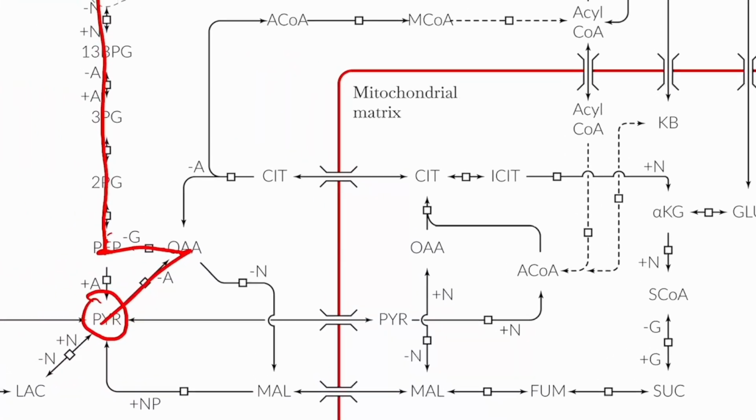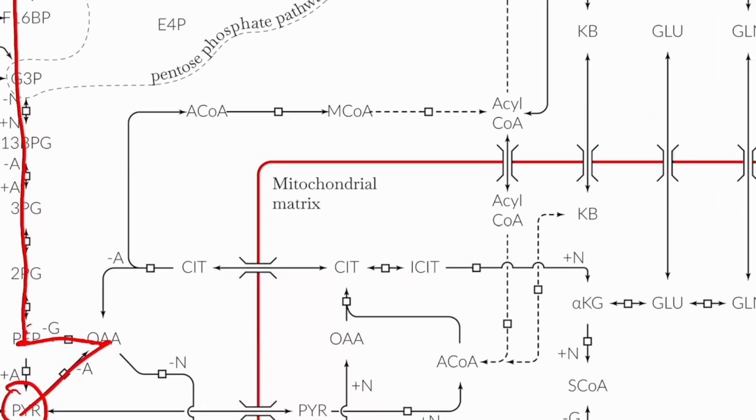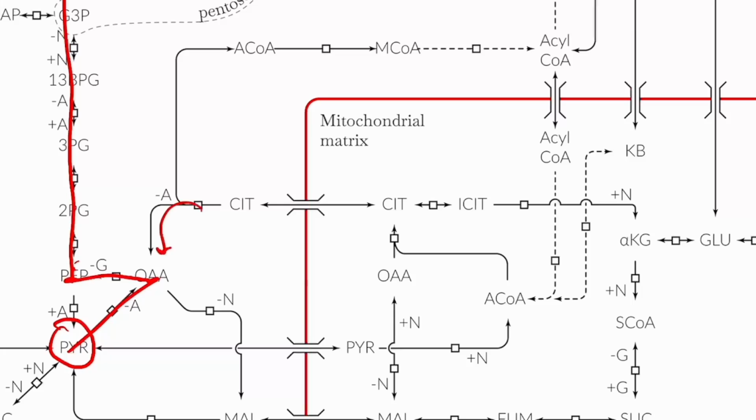Well, it turns out oxaloacetate does not have a transporter in the mitochondrial inner membrane, but citrate does. So oxaloacetate goes to citrate, takes in our acetyl-CoA. That gets exported back to citrate, and then into oxaloacetate, and then into acetyl-CoA in the cytosol.